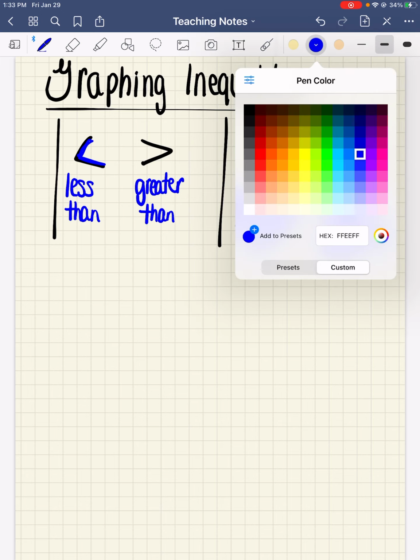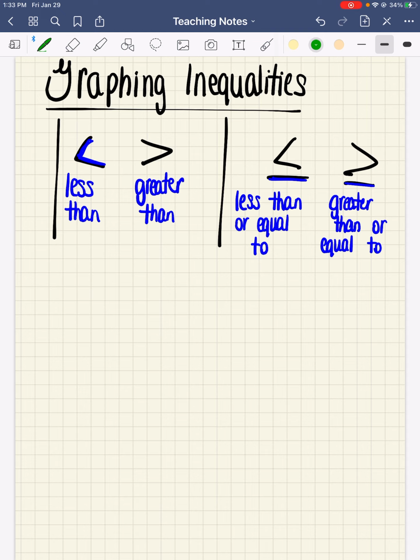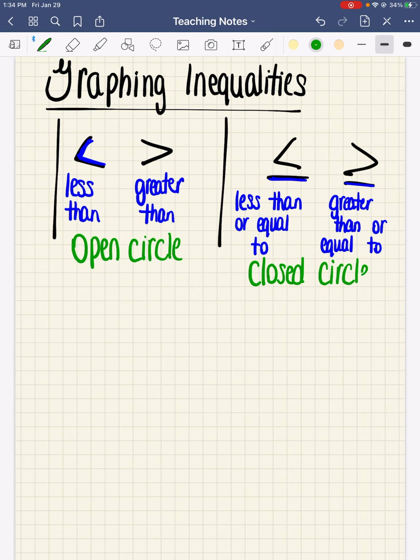So what we need to remember here is that our less than and greater than symbols are going to be graphed as open circles on a number line. And when it has the equal sign underneath, it is going to be a closed circle on a number line. I'm going to show you what I mean by that.